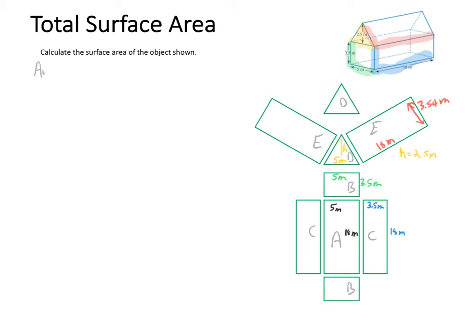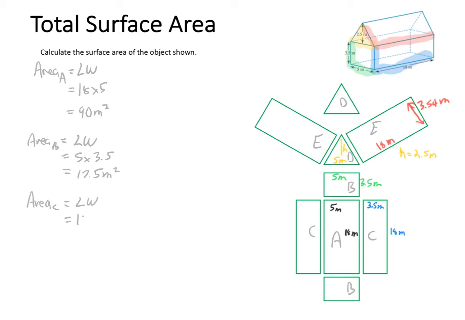So starting off with the area of A, and it's a rectangle, so length times width. So it's going to be 18 times 5, which is equal to 90 meters squared. Moving on to area of B, another rectangle, length times width. So that's going to be 5 times 3.5, which is equal to 17.5 meters squared. Area of C, length times width. So 18 times 3.5, which is equal to 63 meters squared.